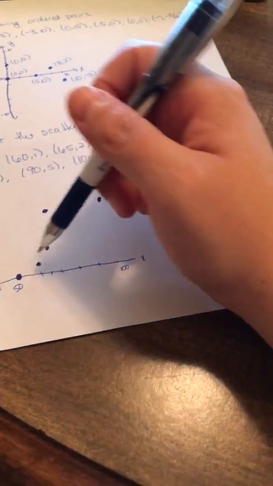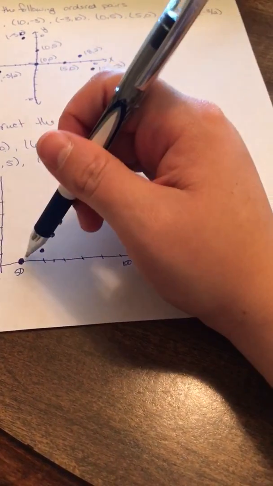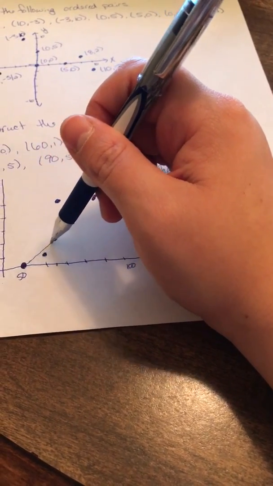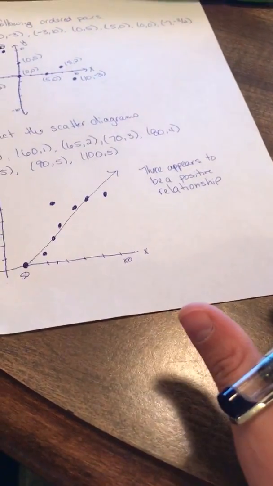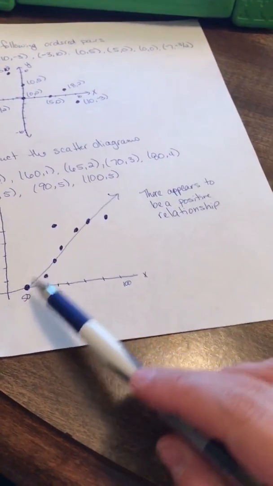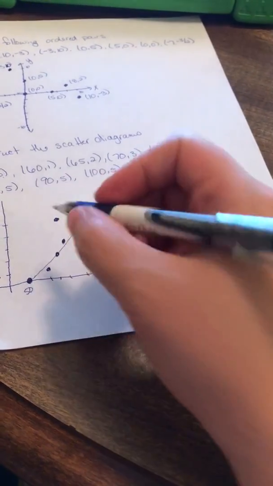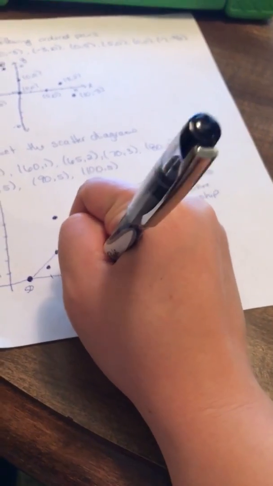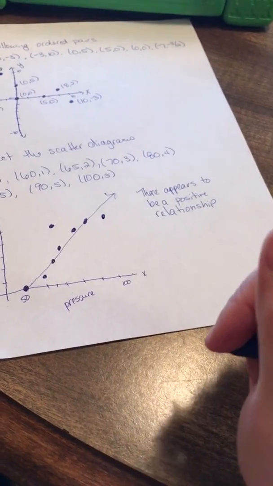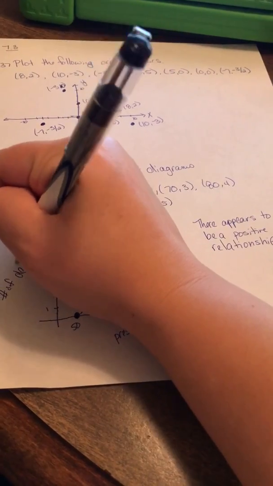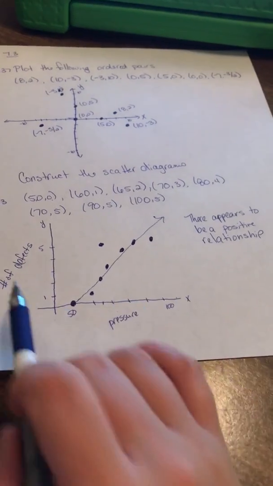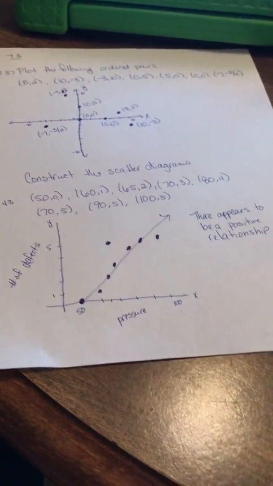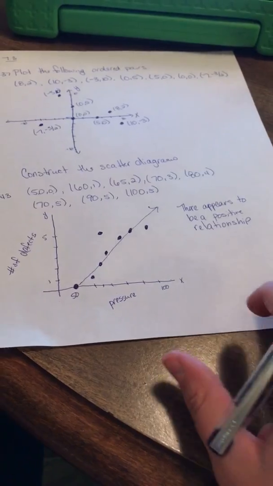Basically if you try to connect them with a line, which is hard to do and hold the camera, if you try to hit most of these on a line, they appear to go up and to the right. So as the amount of pressure, your X, increases, the number of defective pieces of machinery, that's Y, also increases. So it appears to be a positive relationship.